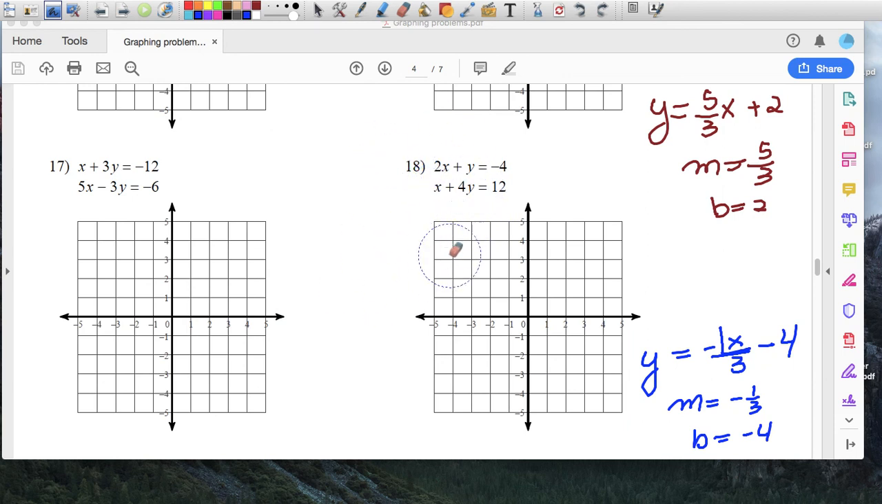Okay, so basically the slope is telling you how to get from one point to the other. So let me graph this one. B equals 2, which means it crosses here. It's going to go up. So imagine this tells me to go up 5 and 3 to the right. 1, 2, 3, 4, 5 up. 1, 2, 3 right. So it would be here, and I know I'm out of the graph, but that's where it would be.